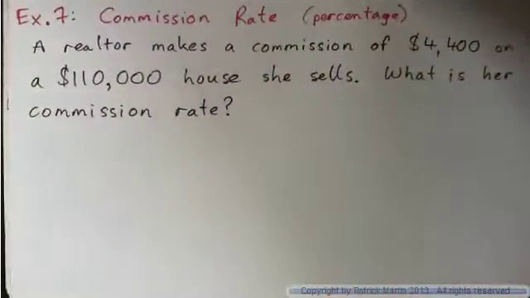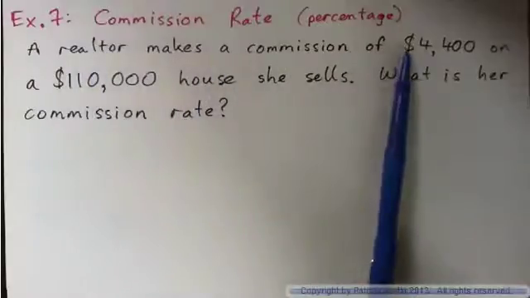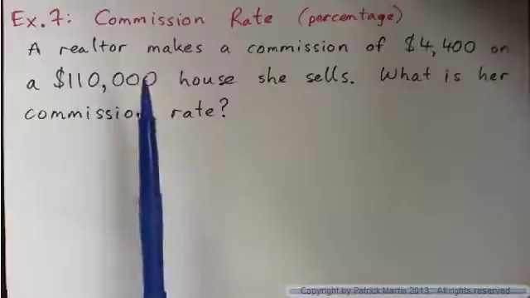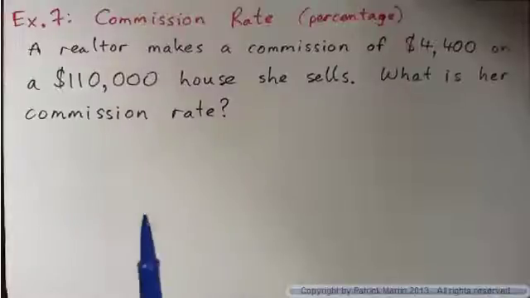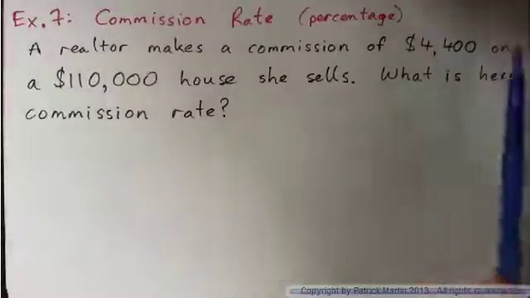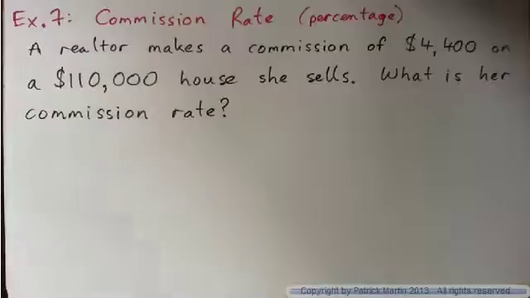Example 7. Find the commission rate. A realtor makes a commission of $4,400 on a $110,000 house she sells. What is her commission rate? Please press pause, give yourself 4 or 5 minutes, and try to do this on your own. And by all means, write the question out if you need to. Okay, and then check the video.